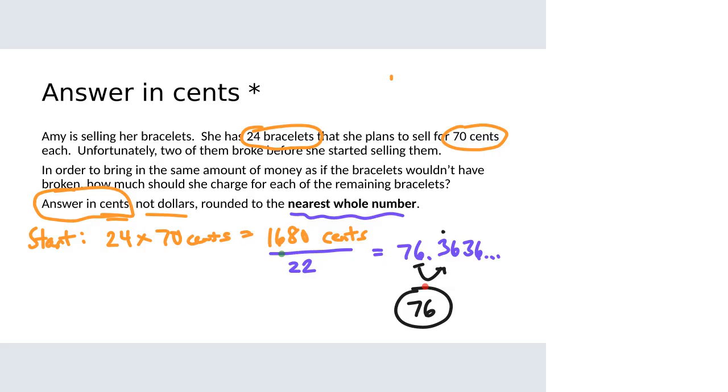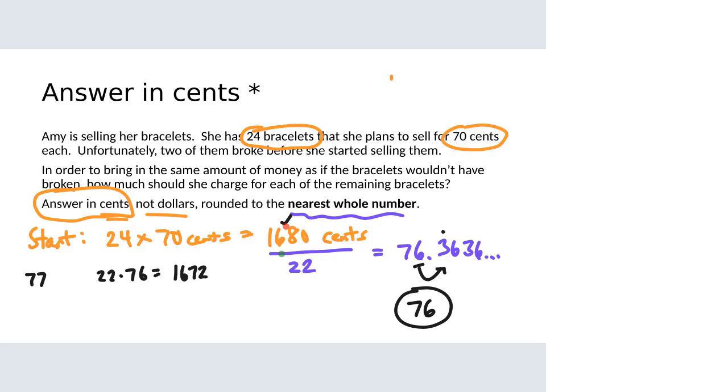A couple of things about the answer choices in this question. They're intentional. If you say, but she's going to have to do 77 cents because if she sells 22 bracelets at 76 cents each, that's 1,672 cents, and she was supposed to make 1,680. You're not wrong that technically she would need to sell 77.